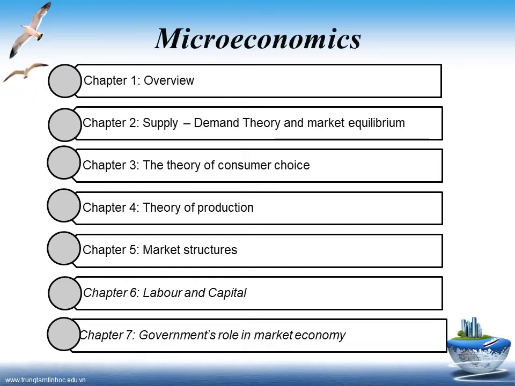Now, let me introduce you to the structure of this subject. There are 5 chapters we have to learn together and 2 chapters you study yourself at home. Chapter 1, Overview. Chapter 2, Supply and Demand Theory and Market Equilibrium. Chapter 3, The Theory of Consumer Choice. Chapter 4, Theory of Production, and Chapter 5, Market Structures. Very clear, right?